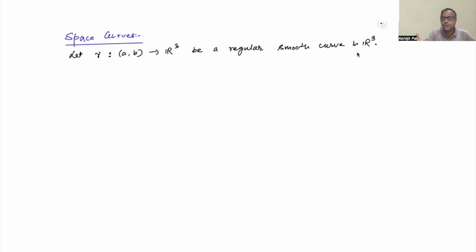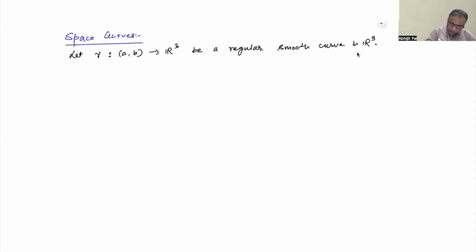Already we have defined the curvature of a curve. If you have any curve which lies in Rn, we have defined curvature for that. So how to define the curvature? What we have done is we have taken the arc length reparameterization of that curve, and that arc length parameter is a unit speed parameter. So here also we'll do the same thing.